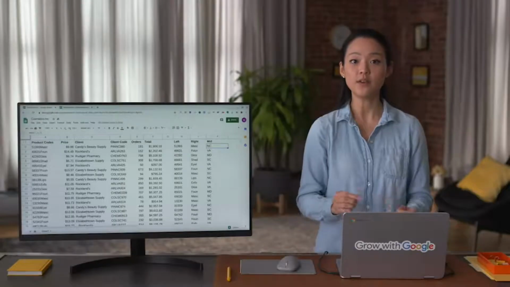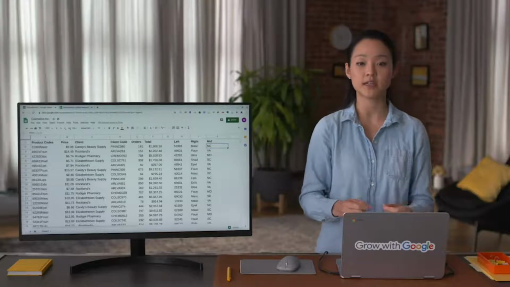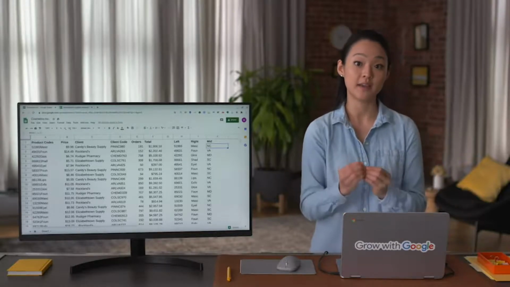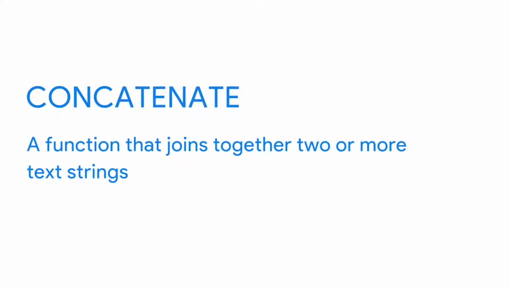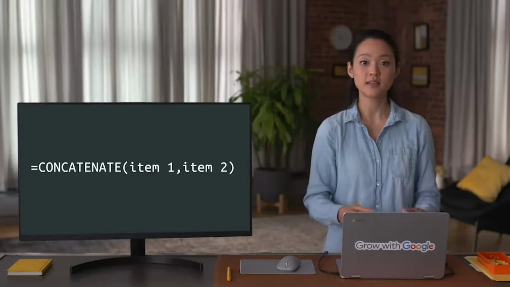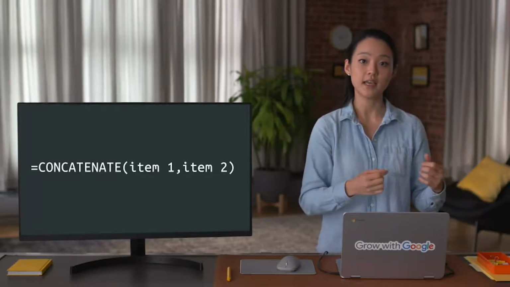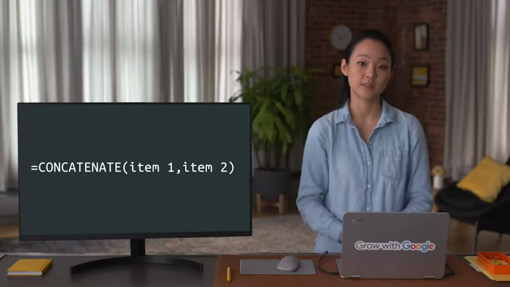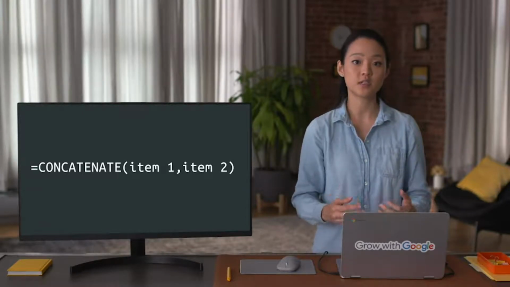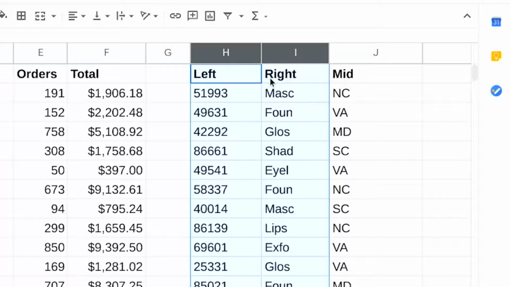So we've learned about a few functions that help separate out specific text strings. But what if we want to combine them instead? For that, we'll use concatenate, which is a function that joins together 2 or more text strings. The syntax is equals concatenate, then an open parentheses. Inside, indicate each text string you want to join, separated by commas. Then finish the function with the close parentheses. So just for practice, let's say we needed to rejoin the left and right text strings back into complete product codes. In a new column, let's begin our function.